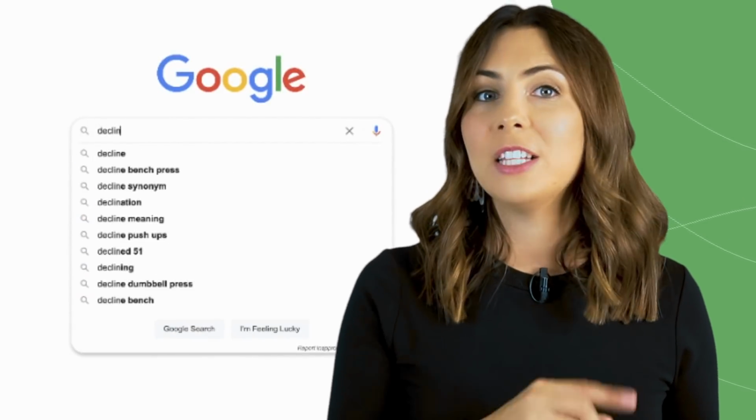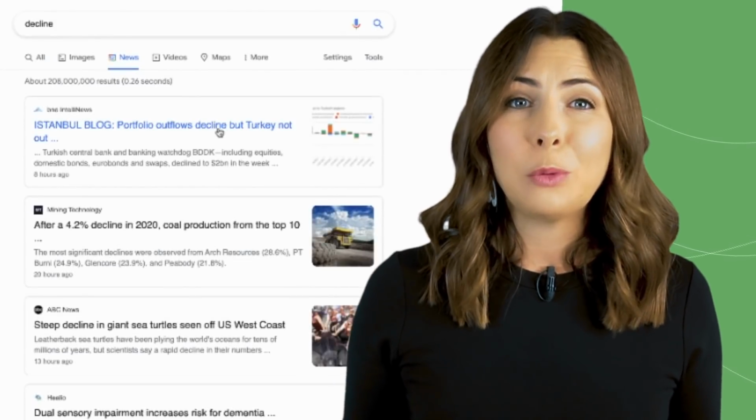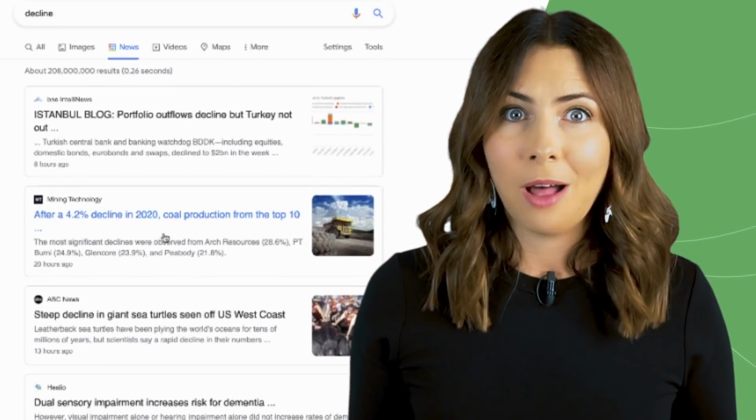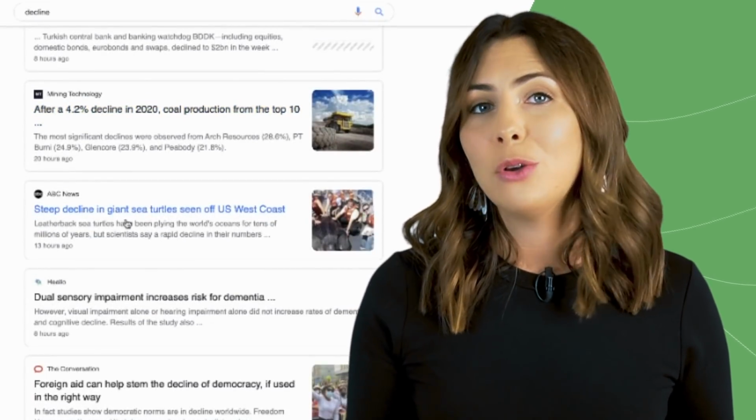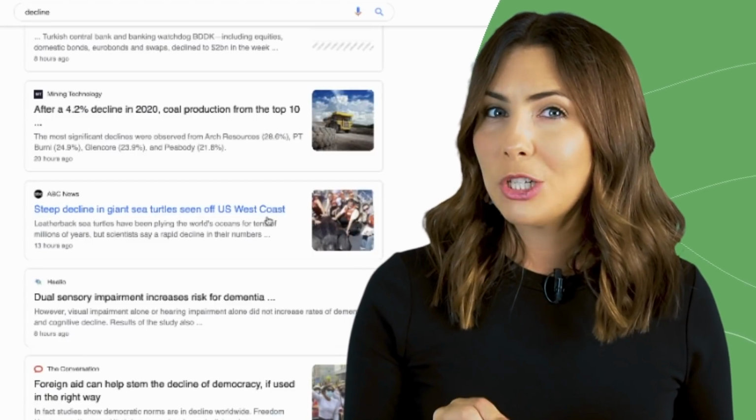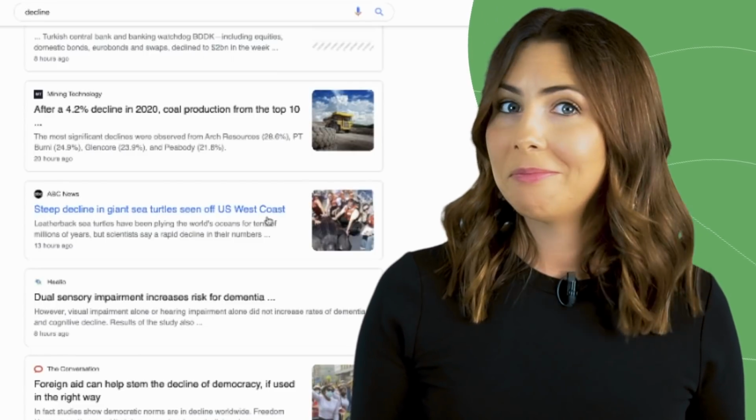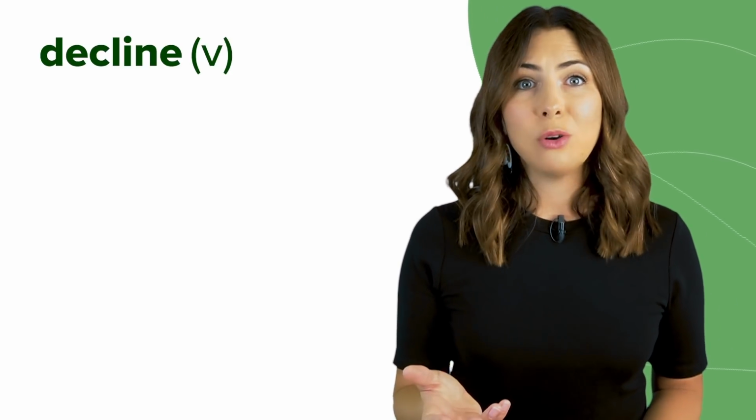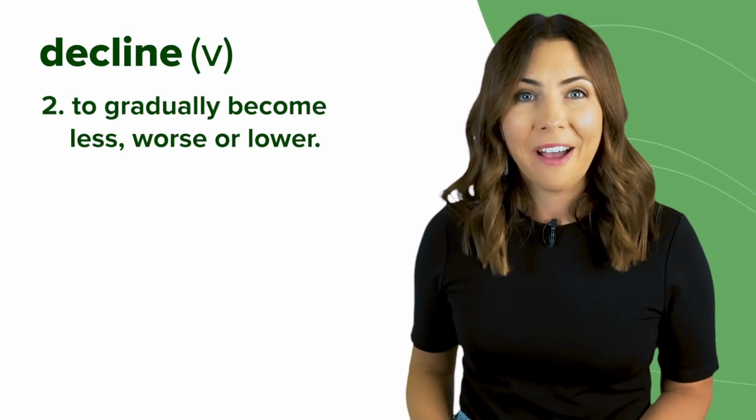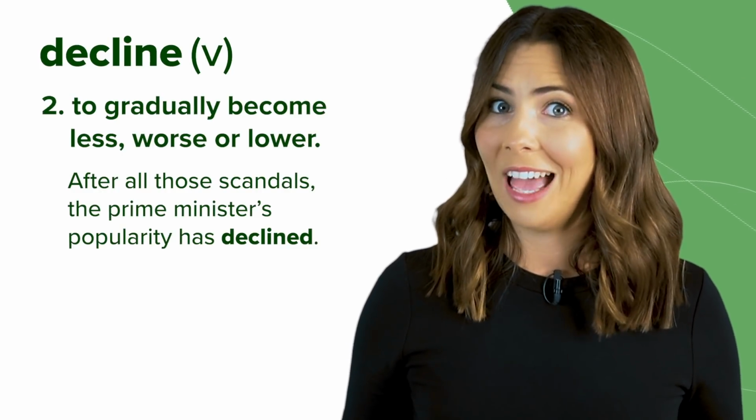Google this word and then switch over to the news tab. So you'll find heaps of real-world examples of this word used in context. Write them down as well. And this is also a really good chance to check for context. Does this word actually have more than one meaning? Yeah. The verb decline also means to gradually become less or worse or lower. After all of those scandals, the Prime Minister's popularity has declined.